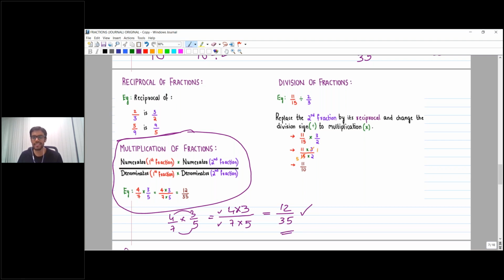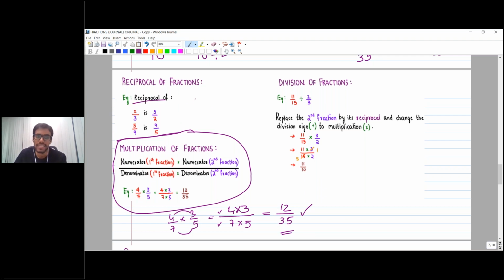So multiplication is just simple. You just multiply the numerator with the numerator, denominator with the denominator. Then you get your final answer. But division is not as simple as multiplication. But it is simple if you know the logic of reciprocal.